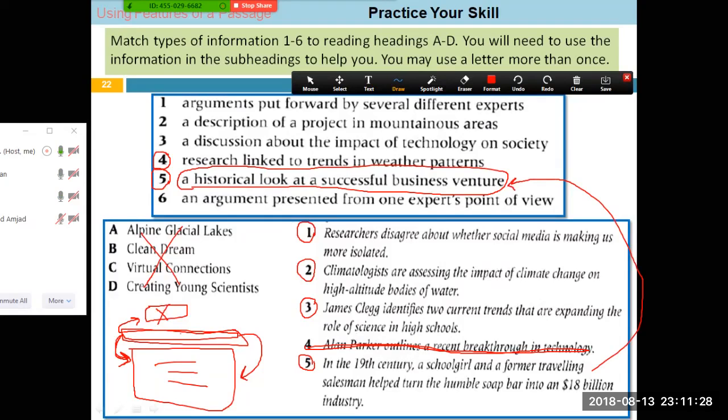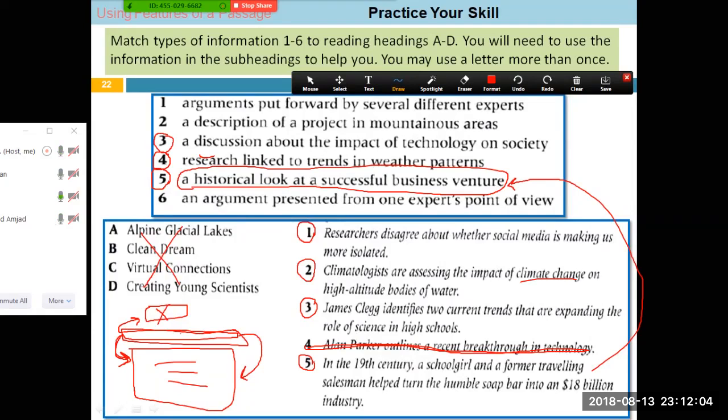Where, or with which subheading, will we find a passage which contains something about research into trends in weather patterns? Number two. Read number two. Climate change. Climatologists are assessing the impact of climate change. Changes in climate, changes in weather. Yes, okay. Then the weather. Read number three.